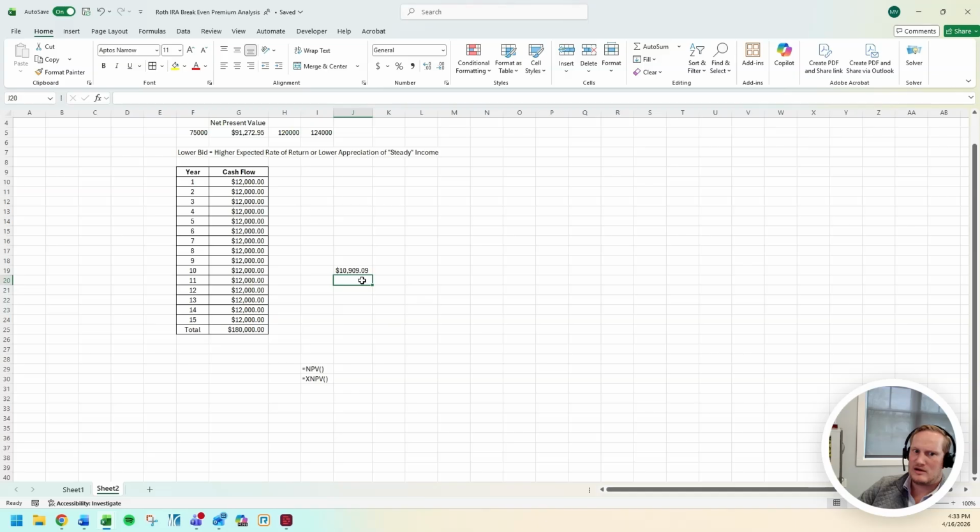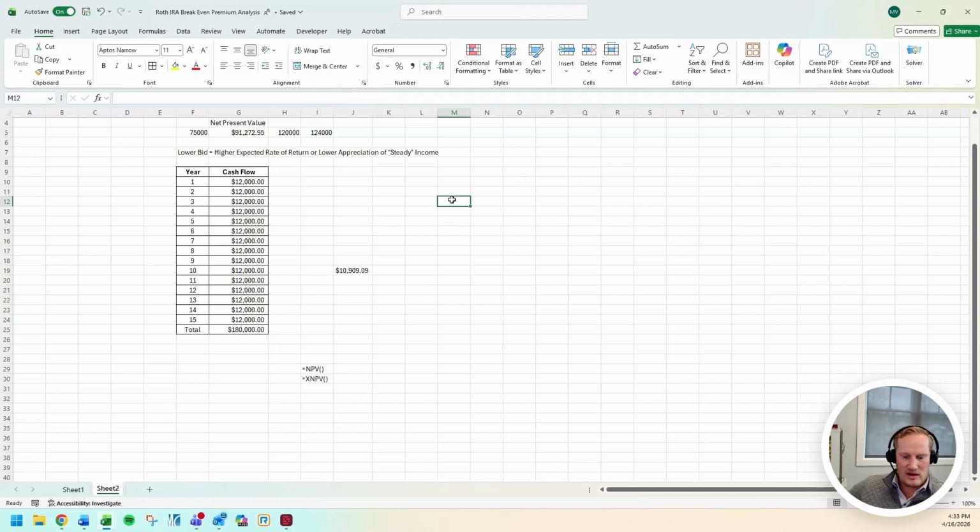$10,909 at the beginning of the year because you would expect to earn money on that money up front. With XNPV, you'll see you just get one more comma area where you're allowed to enter the dates in case they're not at the end of each calendar year, which can be helpful if you have monthly payments or uneven monthly or weekly payments or something like that.